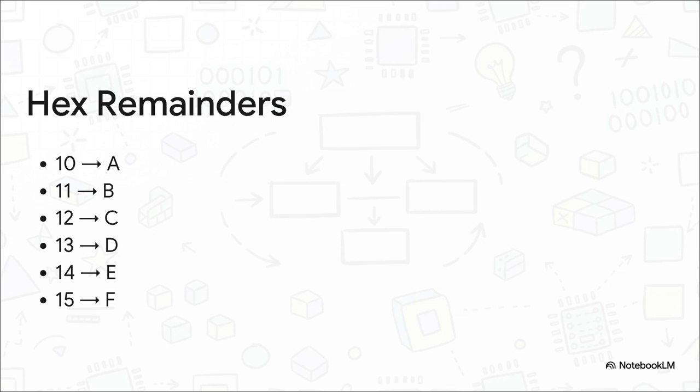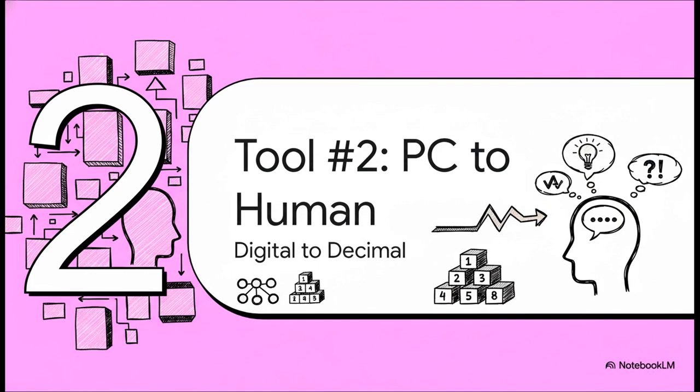Just a quick heads up when you're converting to hexadecimal. Because it's a base 16 system, you can actually get remainders all the way up to 15. So what happens if you get a 10? Well, we don't write 10. Instead, we use letters as placeholders. So 10 becomes A, 11 is B, all the way up to 15, which is F. It's just a simple swap. All right, tool 1 is in the bag.